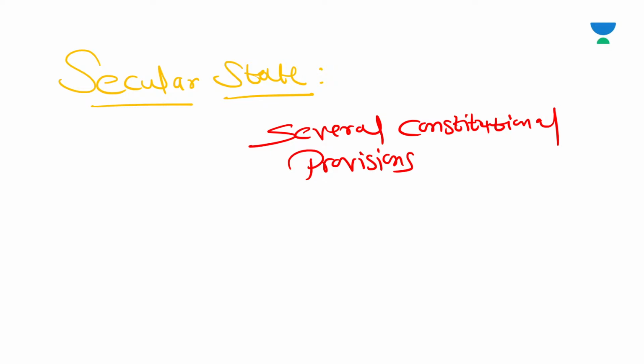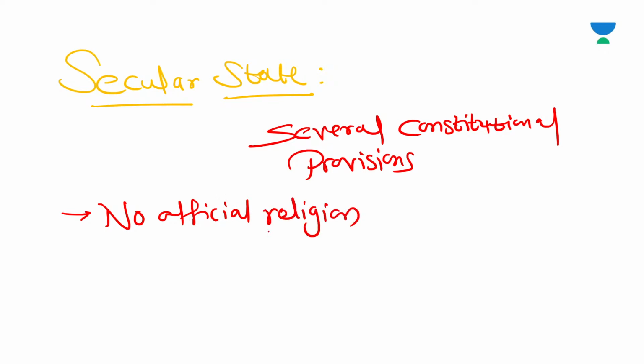There is no official religion for the Indian state. Unlike the status of Buddhism in Sri Lanka, that of Islam in Pakistan, and that of Christianity in England, our constitution does not give a special status to any religion.